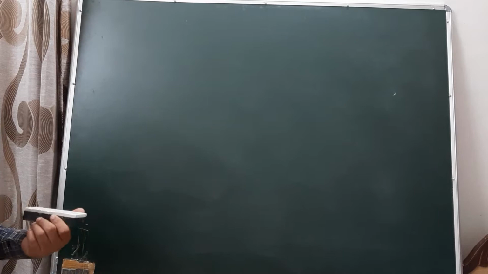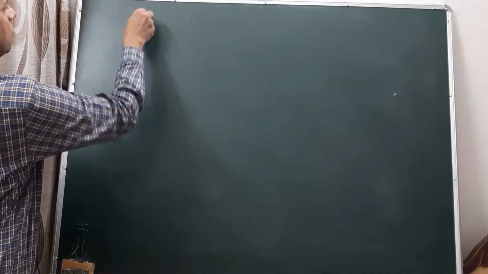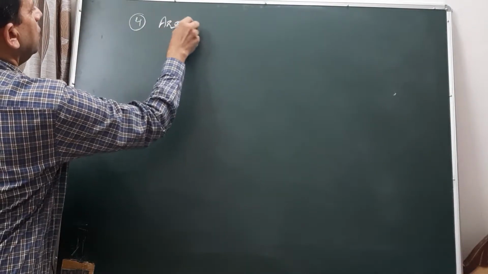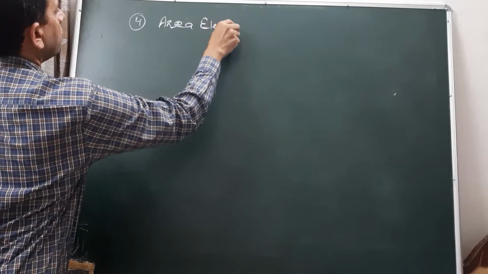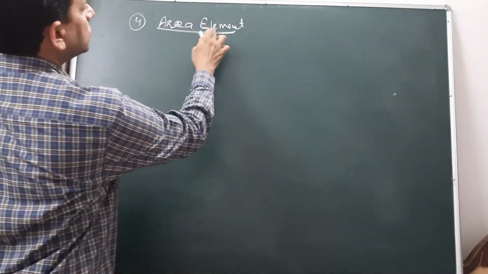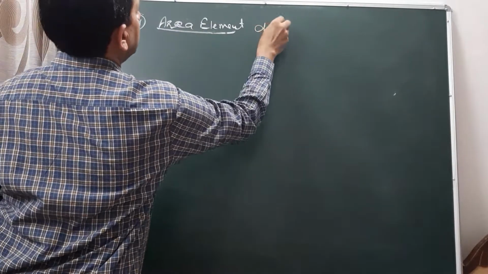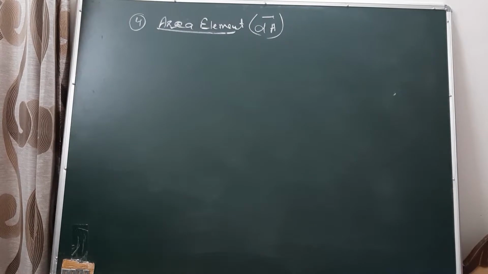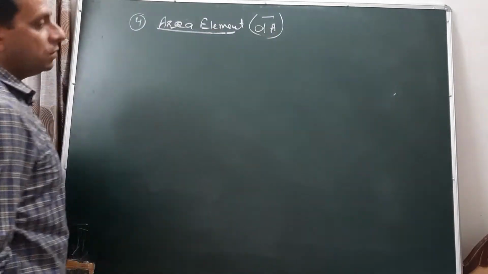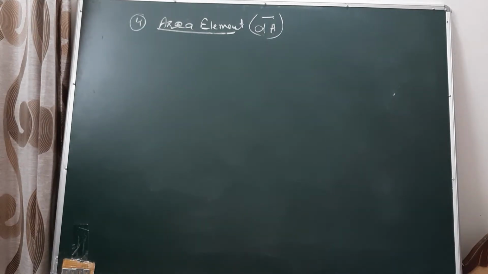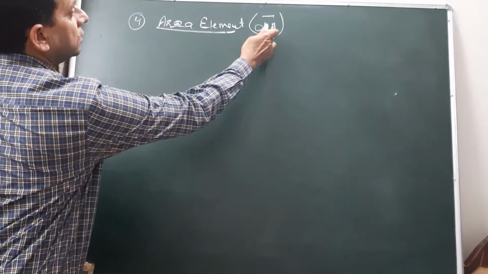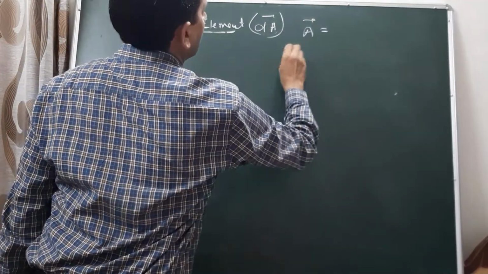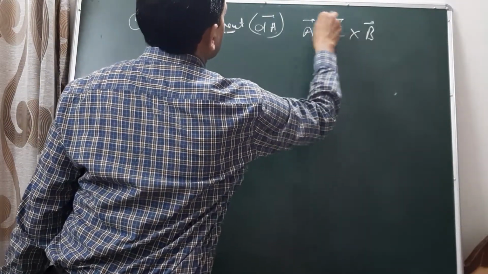Today we will discuss area element and volume elements in spherical polar system, that is area element. First of all, element means small portion, that is d. D means small derivative or small change. So area element is the small area enclosed by two parameters. So we know that area is cross product of length and breadth.